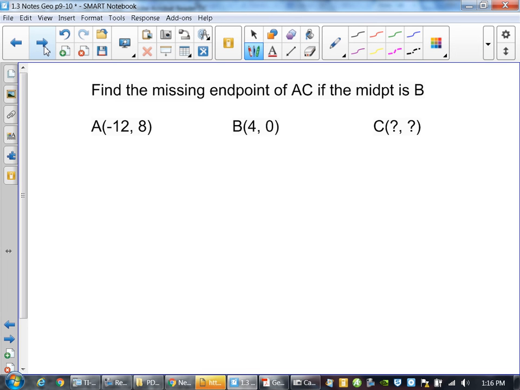And I notice so many students like the idea of having the same setup each time because it's easier to remember. Well, this is one of those cases. When we have a missing endpoint problem, you do the same thing every time. You draw a line, you plot them, and you count.